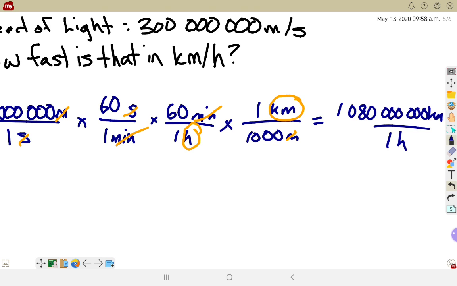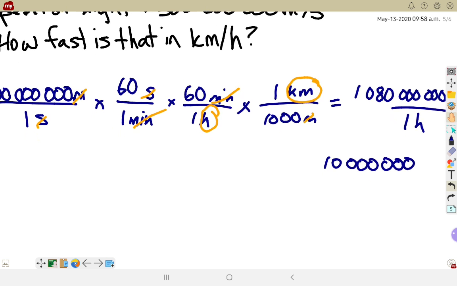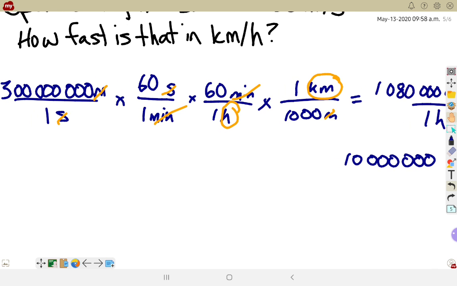Okay, so if I'm thinking of that in terms of my car, let's say I was going 108 kilometers an hour down Deerfoot, that means that the light is still traveling 10 million times faster than my car. I would need to travel for 10 million hours to move the same amount of kilometers as light is moving in that hour. I would need to keep driving for 10 million hours.